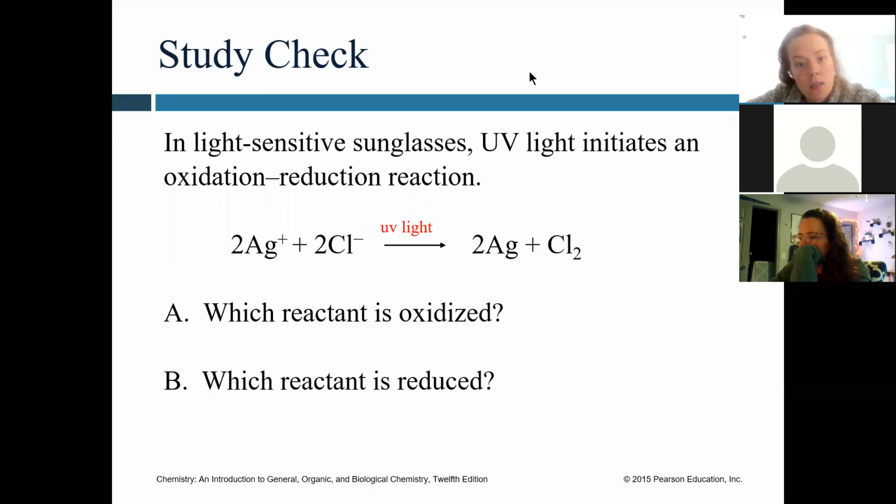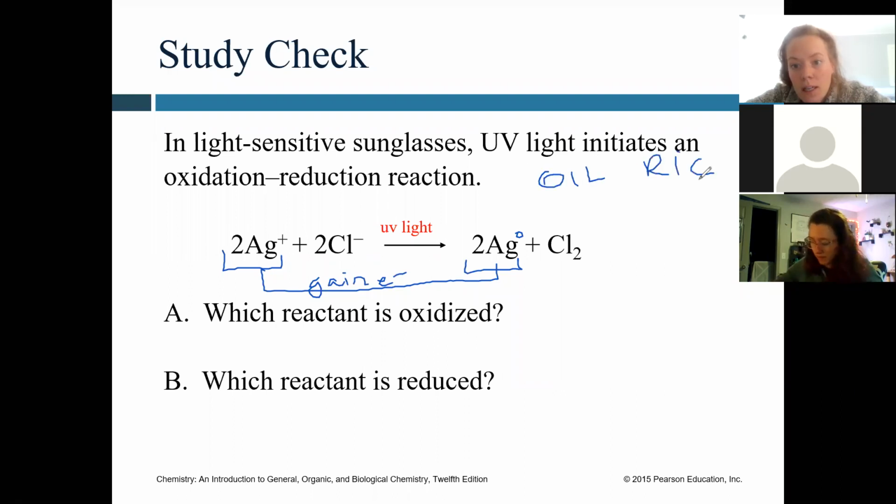Okay, so the way I like to determine which is being oxidized and reduced is I'll pair them off. So here's the silver and here's the silver. What happens in order for it to go from this to this? It was a positive charge and now it's a neutral charge. It had to gain an electron to make that happen. So I'm going to put gain an electron. Oil rig. If I'm gaining an electron, I'm being reduced. So silver in this case is being reduced.